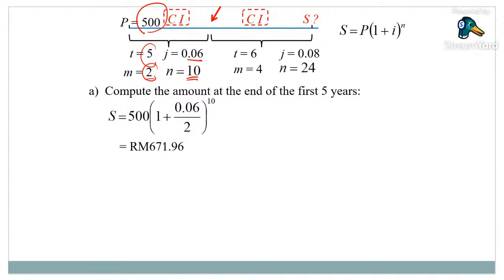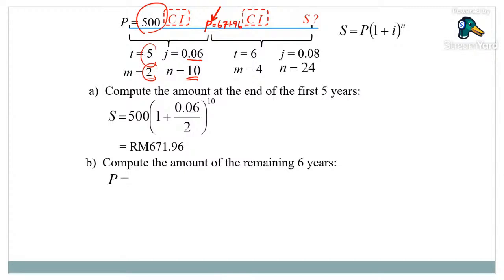So dapat future value dia RM671.96. So this future value here at the end of the first 5 years is actually the principal for the next 6 years. So ini menjadi principal di sini. The principal for the second investment, which is 671.96. Okay. So the principal is 671.96.